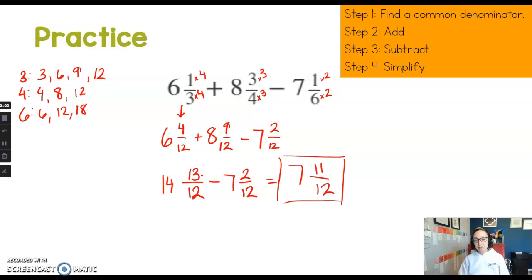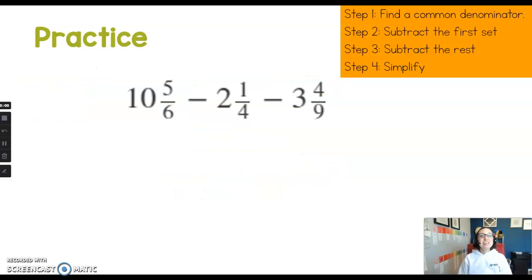So sometimes it's better to leave it not simplified until you get to the very, very end. Let's try another one. 10 and 5/6 minus 2 and 1/4 minus 3 and 4/9. So again, we're going to stop and think, common denominator. Oh my goodness. Well, let's just list out factors.